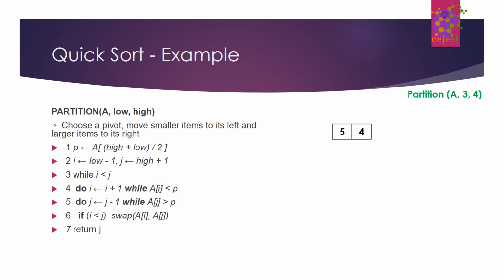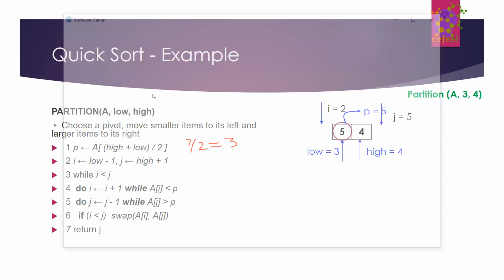Now notice our elements have only reduced to 2 now. So low is 3, high is 4, and p will be low plus high by 2. So 3 plus 4 is 7, and 7 by 2 in integer arithmetic is 3. Which means the third element will be p. So p will now be A[3], which is 5. Awesome. I will be low minus 1, which is 2. J will be high plus 1, which is 4 plus 1, 5.